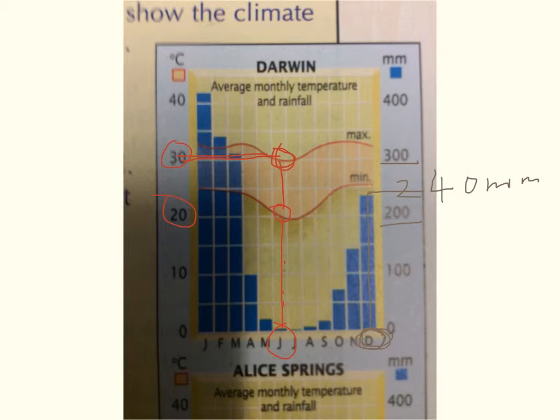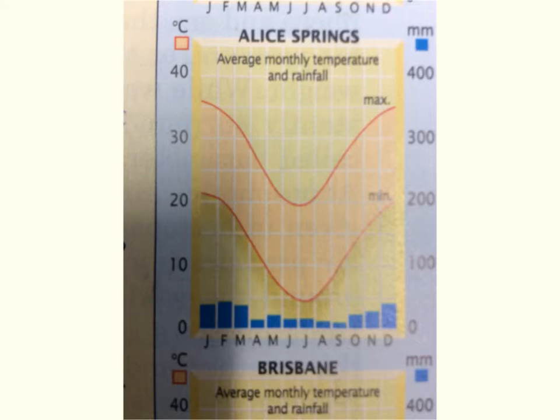And I'm just going to pause here for a moment. Okay, so as you can see here, we have Alice Springs. And Alice Springs shows a different pattern. Now, the thing that I want you to notice here, and this is really important, is that on our scale, once again, we go for rainfall, 0, 100, 200, 300, 400. And that's exactly the same scale. The distances between each of the numbers is exactly the same as our previous climate graph.